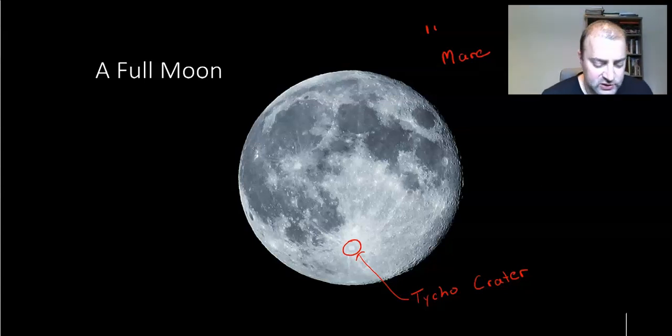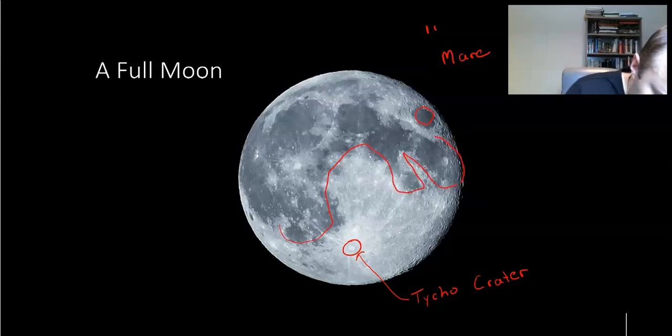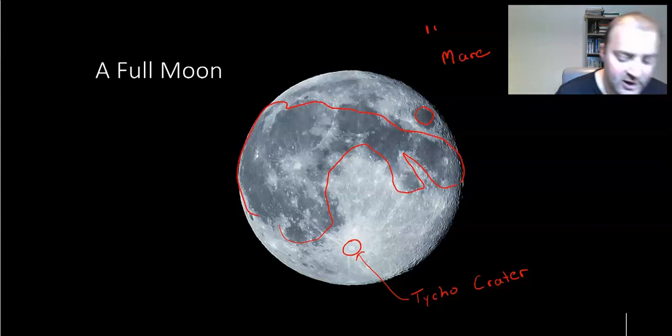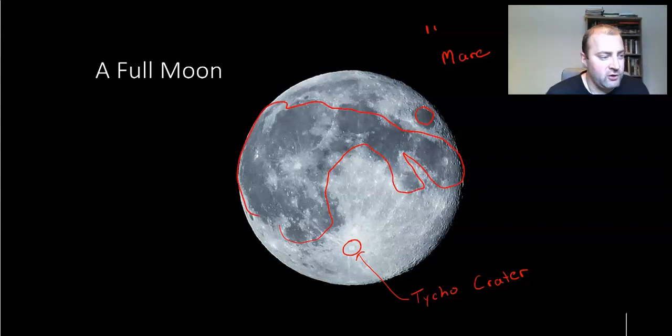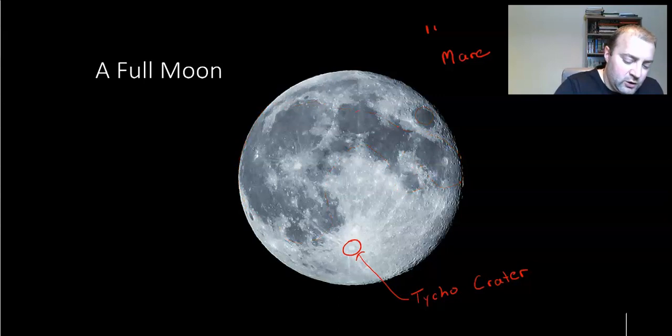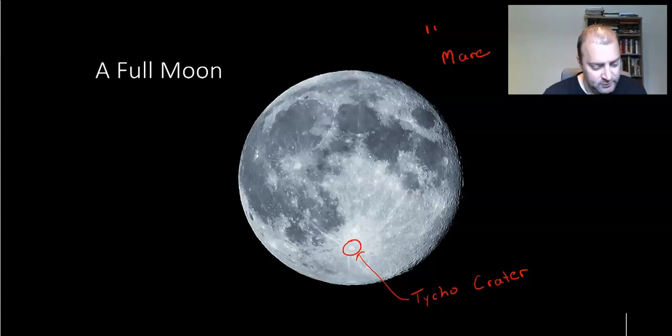So just what the mare are, you've got all this region right here. All this is mare. Those things that I've circled, those are all mare. Now, the reason they're called mare is because these color patches are visible from the Earth, and people thought they were the seas of the moon. Now, you know a little bit more about the moon, you know that there are no seas on the moon, there's no liquid water on the moon. But this is what people thought looking up at the moon.